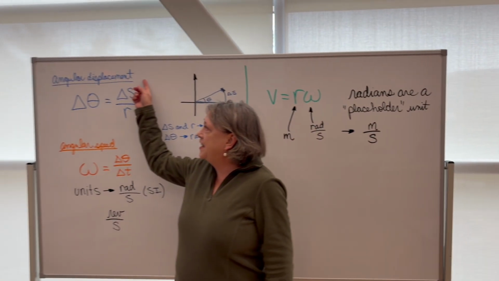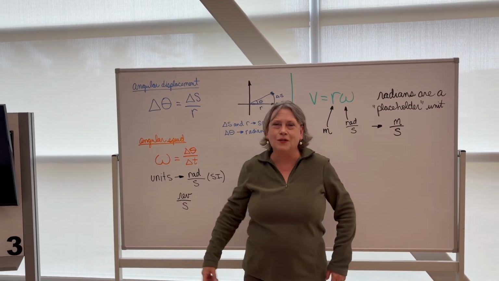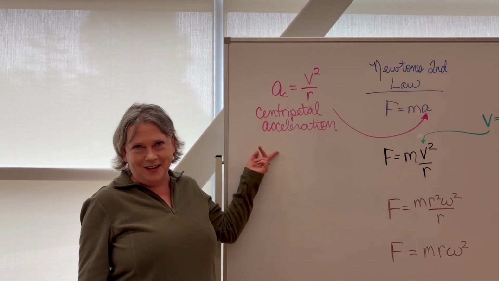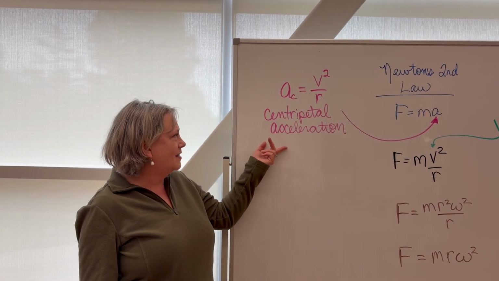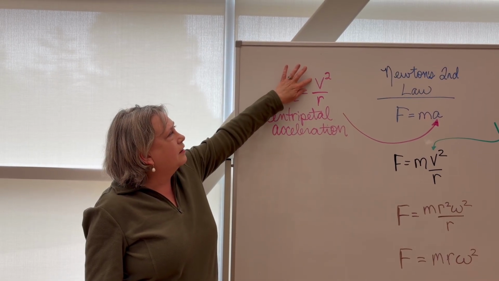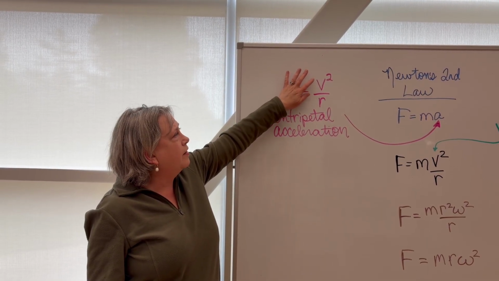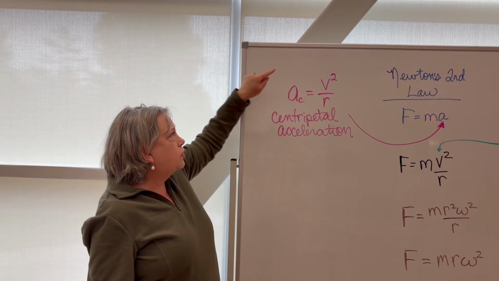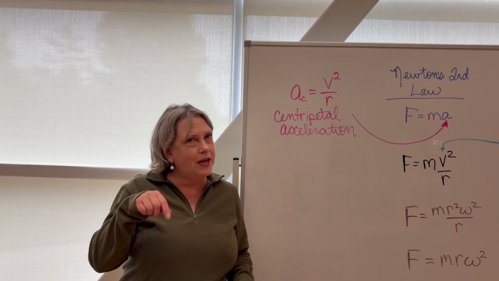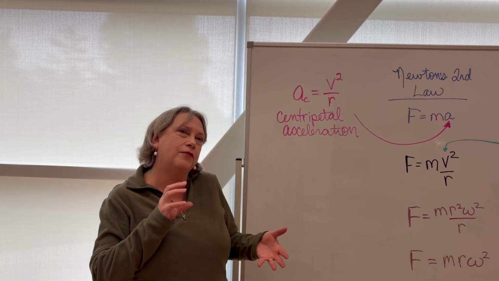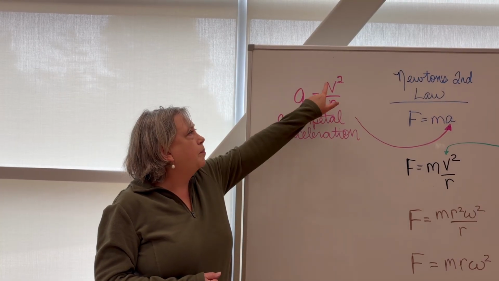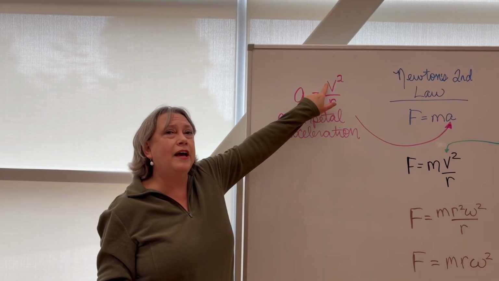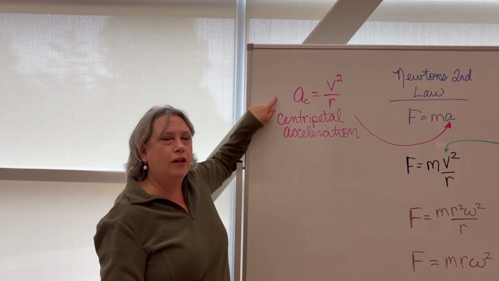All right, so we did angular displacement, we did angular speed. What do you think is next? Centripetal acceleration. Centripetal acceleration is the linear speed squared divided by the distance to the axis of rotation. So thinking about my turntable with my green and my blue chips on them, the blue one had the bigger linear speed, so it will have the bigger centripetal acceleration.